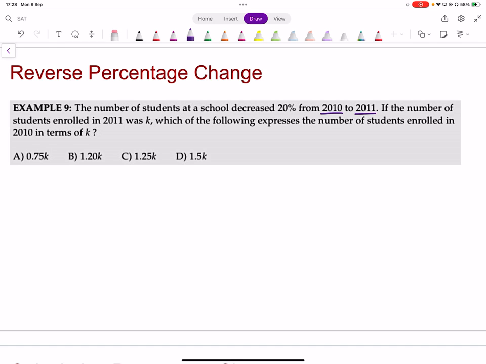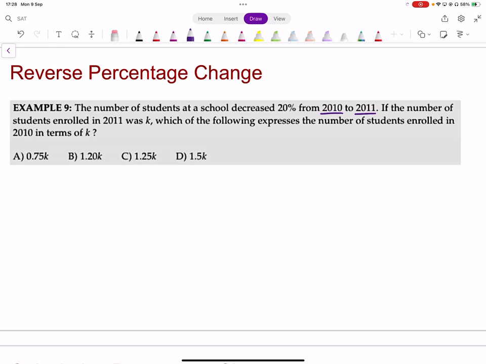So I was thinking of it the other way around. Is it C? How many of you are getting C? Okay, so how do you think of this? The number of students is decreasing from 2010 to 2011. What do we want to find out at the end? The number in 2010. Okay.